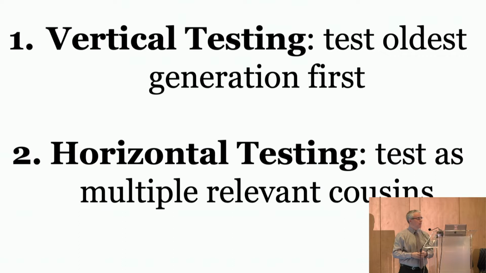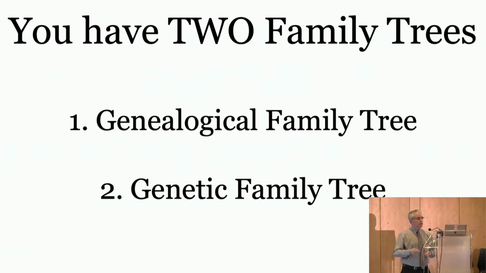Now, horizontal testing is typically testing as many relative cousins as you can. And that gets back to the broad approach we were just talking about. Lots of different lines so that they show up in shared match groups. Now, the reason you want to test that oldest generation is because you have these two family trees. You have a genealogical family tree and you have a genetic family tree.